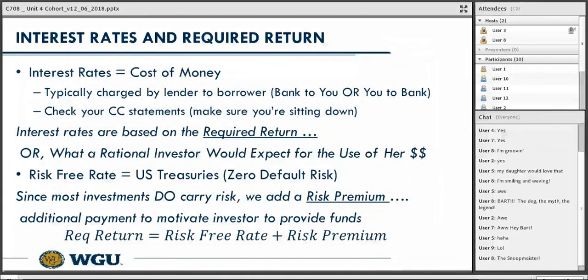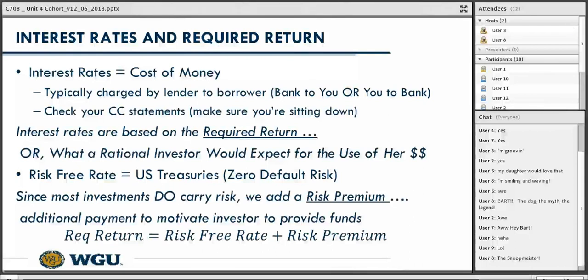First, interest rates are basically the cost of money. They're charged by a lender to a borrower, which is when you borrow money, your bank charges you interest, or when you deposit money and you receive interest, you're technically charging the bank. The interest paid you for the use of your funds is a charge to the bank. I always advise people when it comes to interest rates, go ahead and check your credit card statements, make sure you're sitting down.